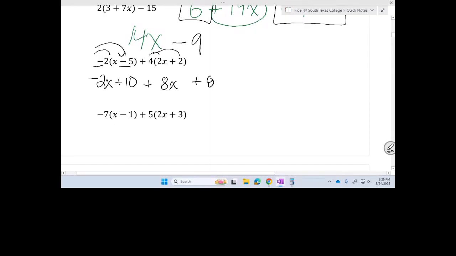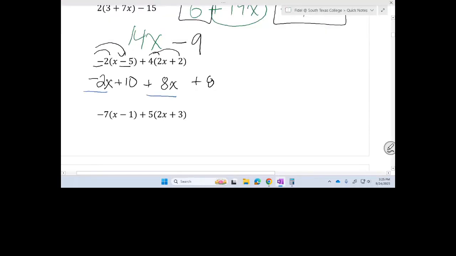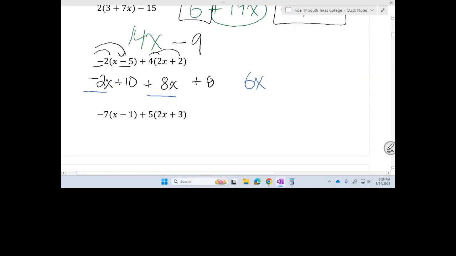Okay. Now, y'all, first thing I want to do from here, I want to combine my x's. Look, negative 2, positive 8. Again, y'all, use your calculator if you need to. How do you do this? Go 2 with a negative plus 8, 6. Okay, that's the number in front of my x, 6x. Okay, plus 10 plus 8. I don't need a calculator for that. That's just an 18.